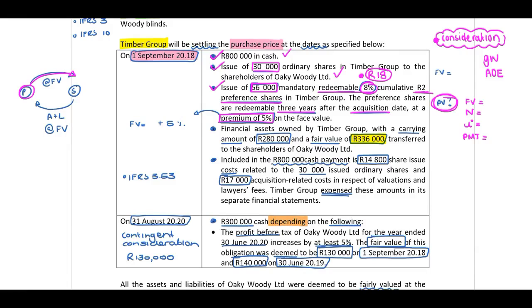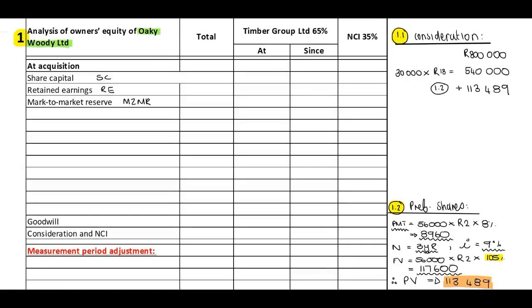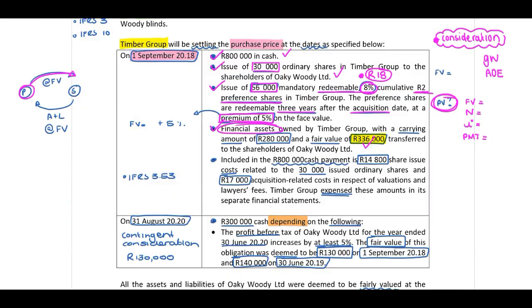Next, financial assets. We have identified we need to use the fair value, 336,000. Therefore, let's include this, plus 336,000. And then the last bullet point, you'll remember they've indicated to us that they incurred 17,000 acquisition related costs and 14,800 in terms of the issue of the shares.